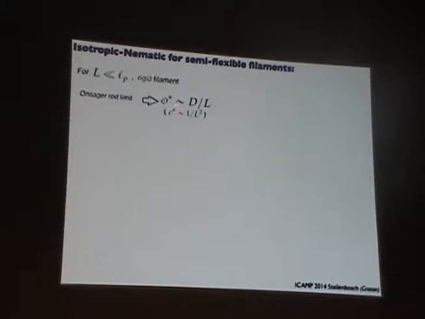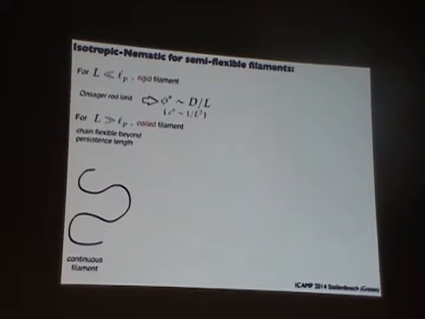Same prediction. In the opposite limit, where L is large compared to LP, it extends beyond the persistence length. Globally, it looks like a coiled filament. And again, we have this kind of continuous filament picture. So what do we do here? How can we connect back to the Onsager picture? Instead of the length, we use the persistence length.